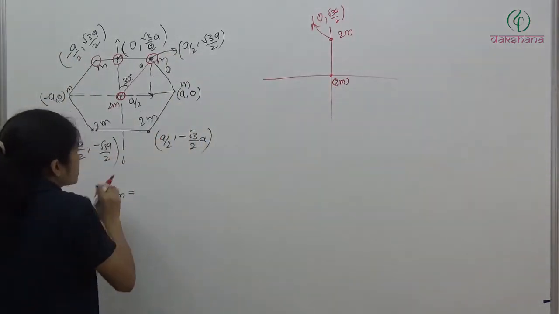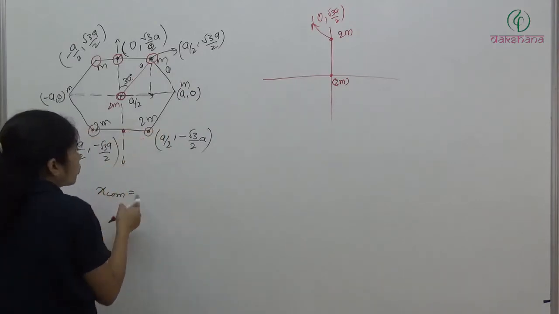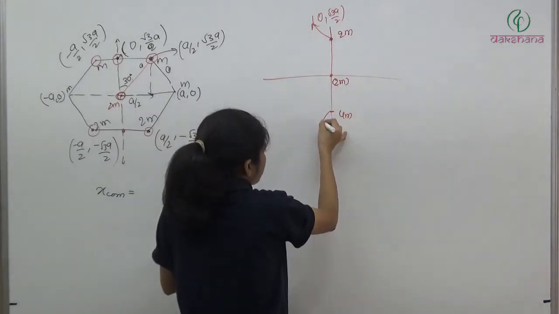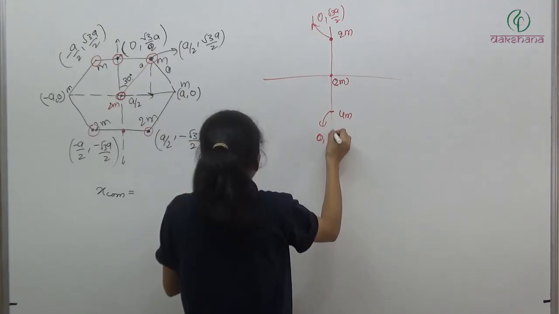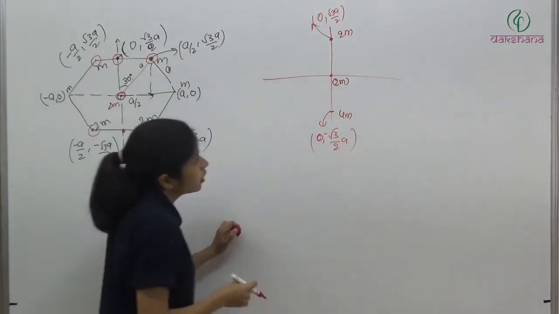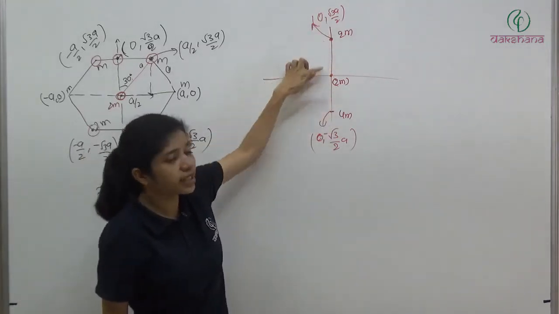Similarly, we can do this for the other pair. So here we have 2m, here we have 2m. So at exactly the midpoint we are going to have 4m mass. So here we have 4m mass, which is kept at what coordinates? 0 comma minus root 3a by 2. Clear? So now we have 2m, 2m and 4m lying at these coordinates.